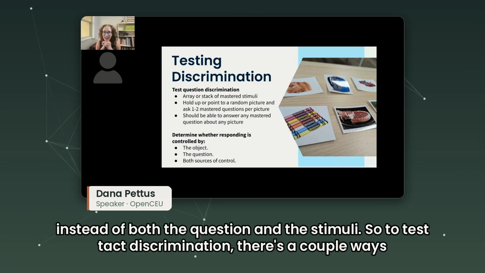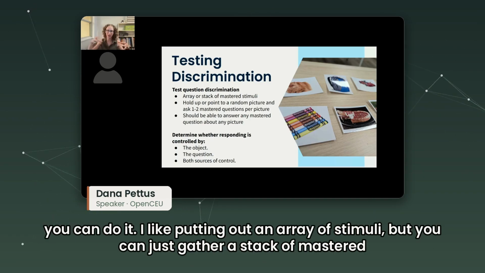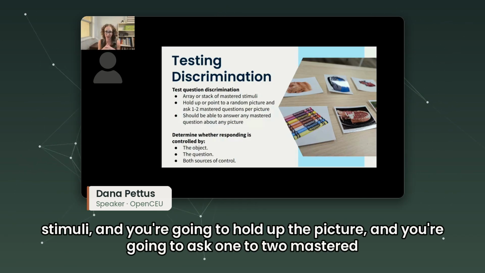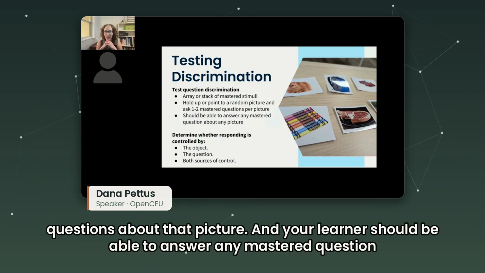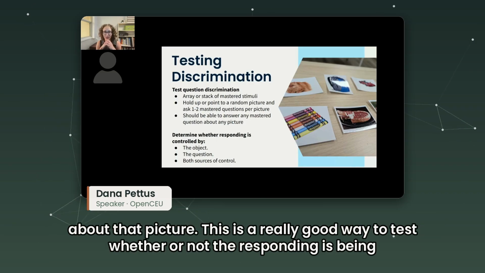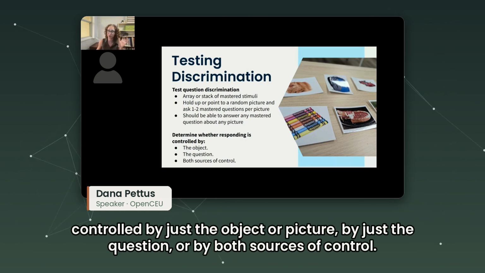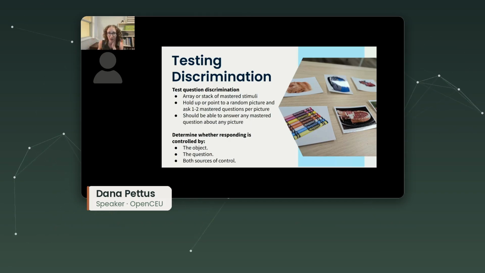So to test tact discrimination, there's a couple ways you can do it. I like putting out an array of stimuli, but you can just gather a stack of mastered stimuli. And you're going to hold up the picture and you're going to ask 1 to 2 mastered questions about that picture. And your learner should be able to answer any mastered question about that picture. This is a really good way to test whether or not the responding is being controlled by just the object or picture, by just the question, or by both sources of control.